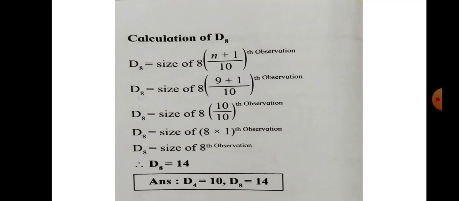So D8 is equal to size of the 8th observation. What is the size of the 8th observation in the arranged series here? That is 14. So D8 is equal to 14 and D4 is equal to 10. This is how to calculate deciles from individual data.